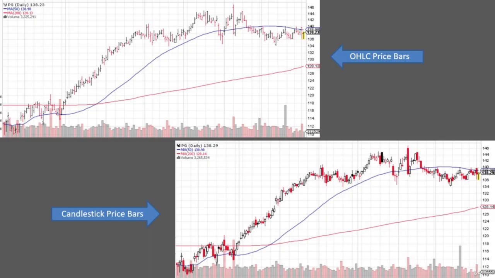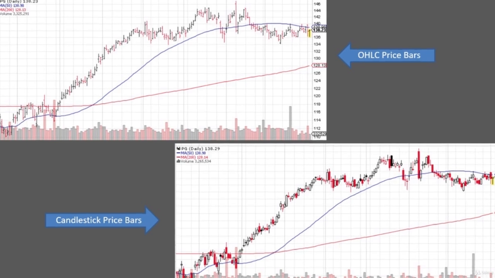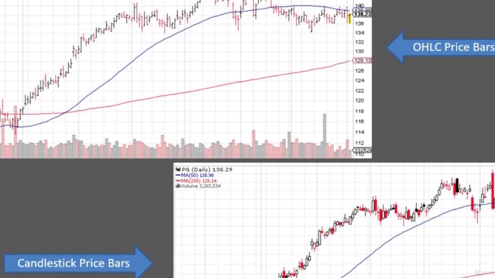Here's an example of the same exact security over the same period, showing what it would look like with open, high, low, close bars versus candlestick bars. You can see they look similar, but they also look different, as far as what you can get from them. One thing with candlestick bars is there are things that can be indicated. They give you more information within a pattern or the shape of the candle itself.